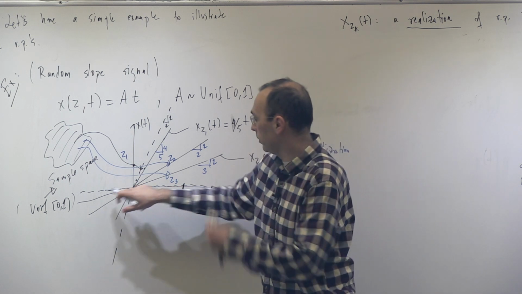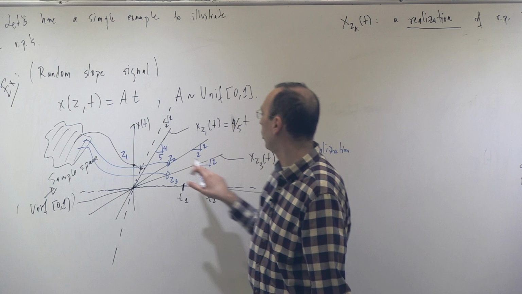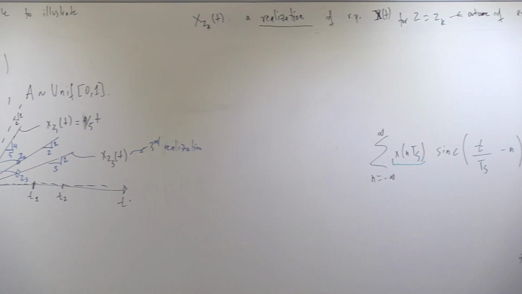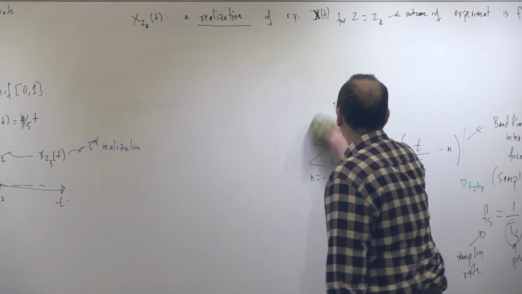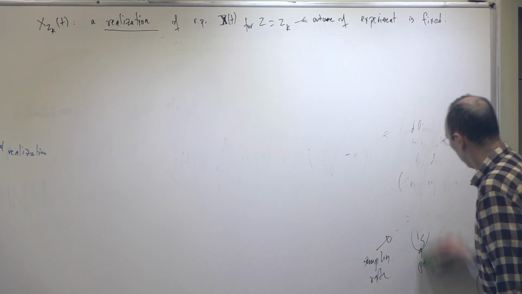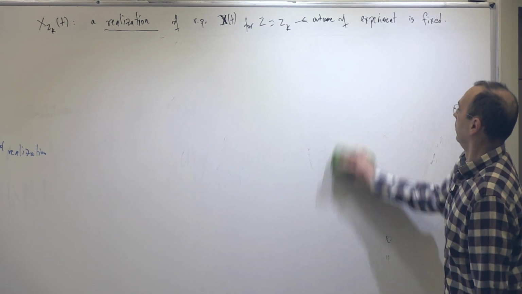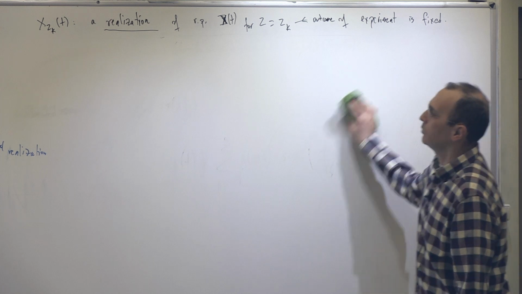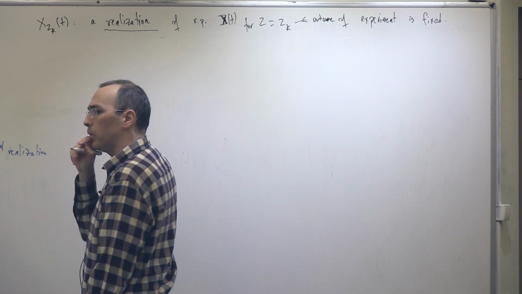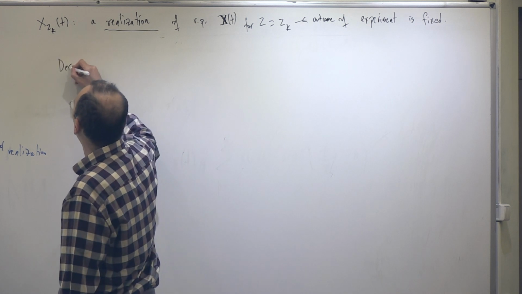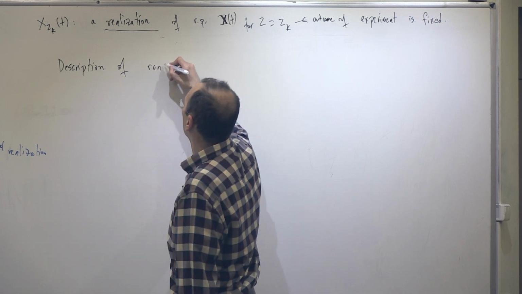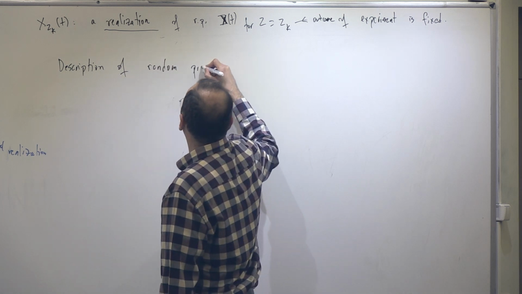So in this realization, somehow nature selects, let's say, this slope. Slope turns out to be 3. Okay? Something like that. Now, given these realizations that we face, so what can I do? That will be our goal. So our initial goal is description of random processes.